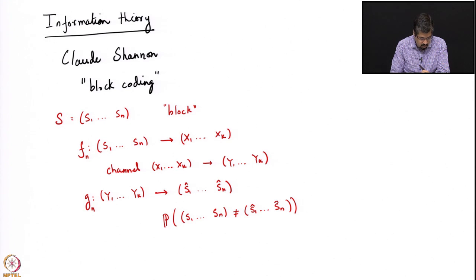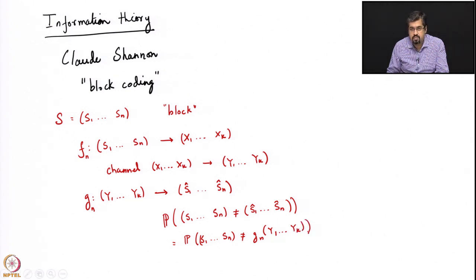Now, let us write out this probability a little bit. First, what is this probability? When will there be an error? Well, there would be an error if S1 to Sn is not equal to S1 hat to Sn hat, right? So let's write these out. What is S1 hat to Sn hat? Well, S1 hat to Sn hat is simply Gn of y1 to yk, right?